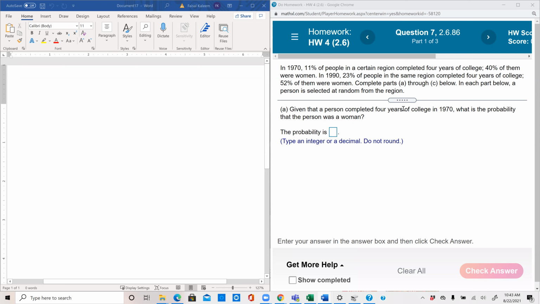Given that a person completed 4 years of college in 1970, what's the probability that the person was a woman? That's just given information to us. We're talking about 1970, and this 11% is not relevant for this part. They say 40% of them were women, so among the people who completed college, 40% were women, and that's exactly what they're asking. The answer is 0.4.